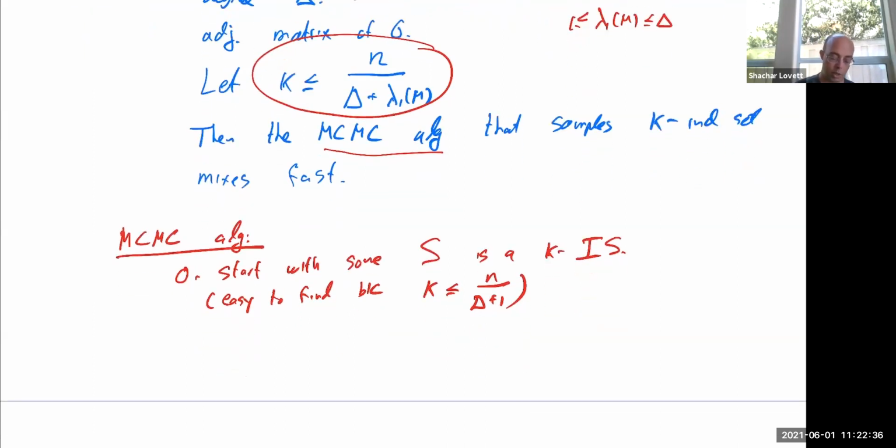And then again, what's going to be the random step? The random step is: remove node, add node. So given an independent set of size K, you choose one of its K nodes randomly and remove it. And then of all the nodes I could add that keep this an independent set, add one of them randomly. Okay, that's it. It's a very, very simple process. And again, the main question here is the mixing time.